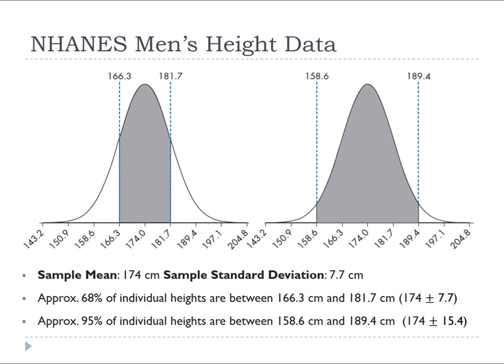For the men's heights data, this means that approximately 68% of individual heights are between 166.3 centimeters and 181.7 centimeters, the gray shaded area of the curve on the left-hand side. Approximately 95% of individual heights are within two standard deviations of the mean, or between 158.6 centimeters and 189.4 centimeters. This second characteristic of the normal distribution is one we will reason with throughout the remainder of these tutorials.